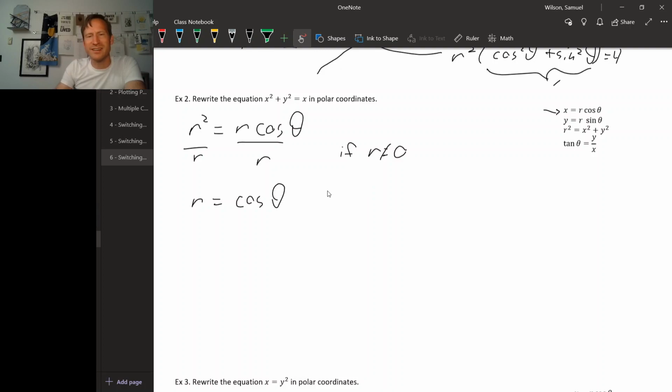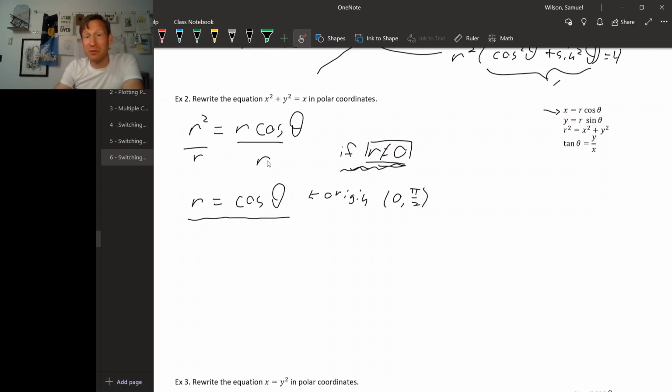The only question is, are we missing any points here by insisting that r not be 0? Well, the only point whose r coordinate is 0 is the origin, and for this equation, one description of the origin is 0, pi over 2, and that satisfies this equation. So the origin is described by this equation. So we actually haven't lost anything by insisting that r not be 0. Okay, but what is this? What is this equation describing?